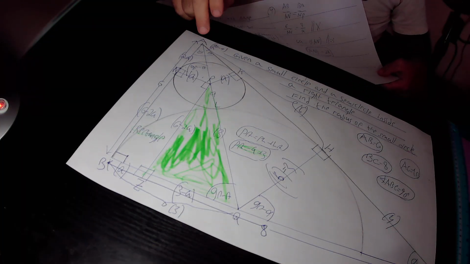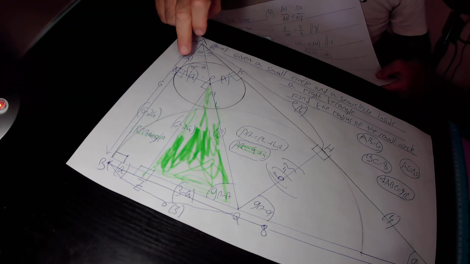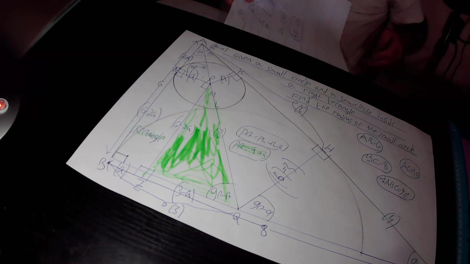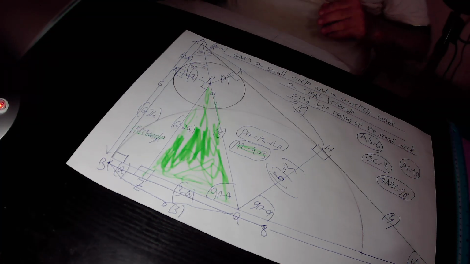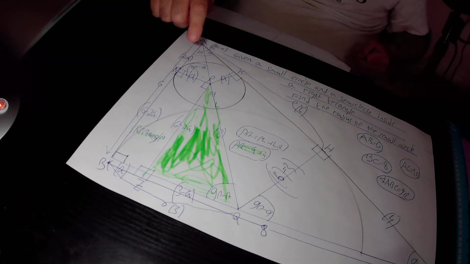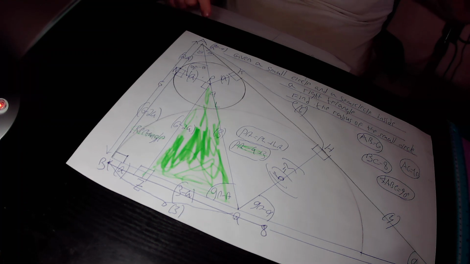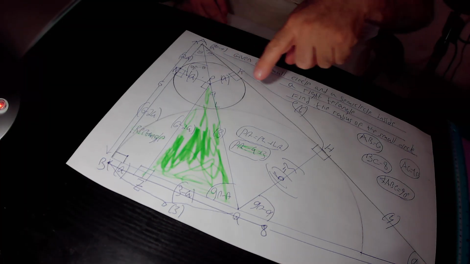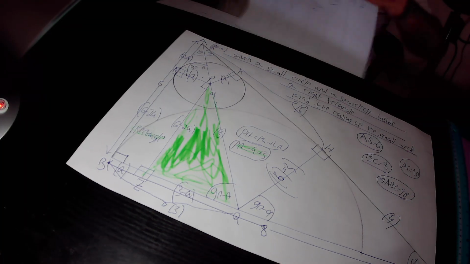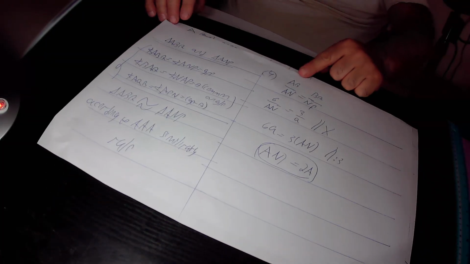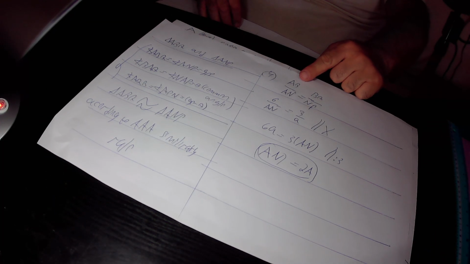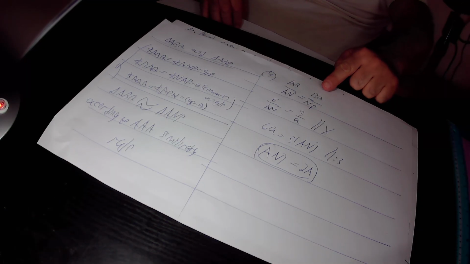And from the fact that the right triangle ABQ is similar to the small right triangle ANP, we derive that the following relationship exists between their sides. Side AB in the big right triangle ABQ over side AN in the small right triangle ANP equals side BQ in the big right triangle ABQ over side NP in the small right triangle ANP.